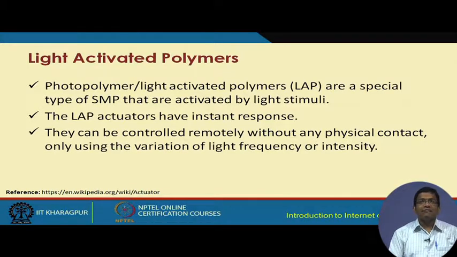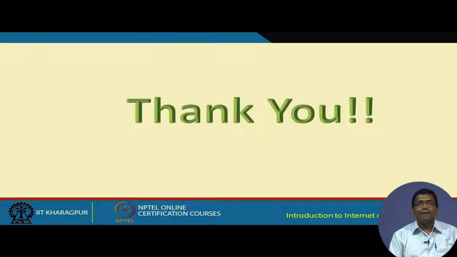Then we have the light activated polymers. These polymers get activated through light stimuli, and these are also quite popular. So, what we have seen are different actuators, their actuation principles, and different diagrams and figures of them, and at the outset we have already seen some real actuators that can be used for building IoT based systems. Thank you.